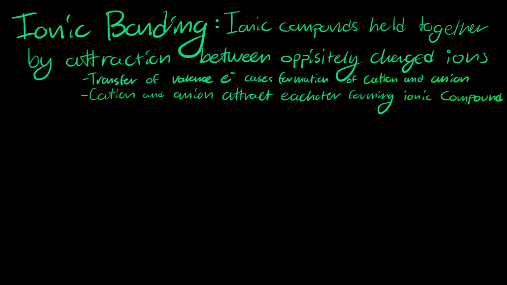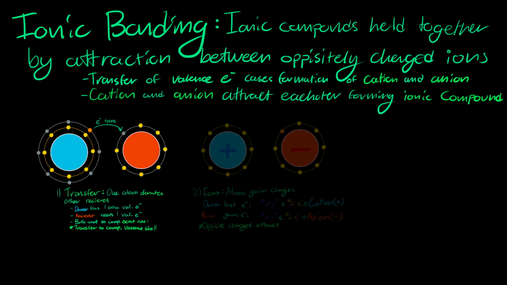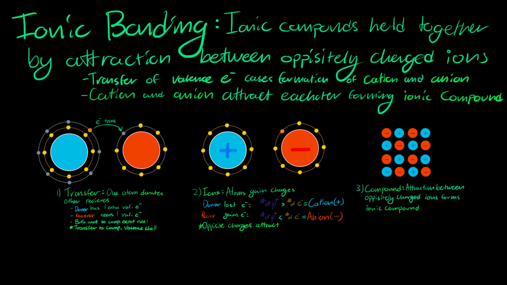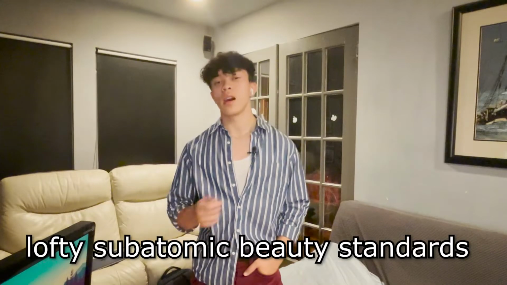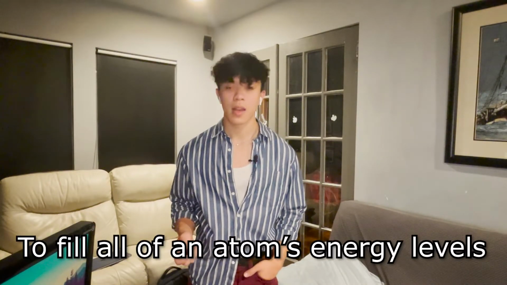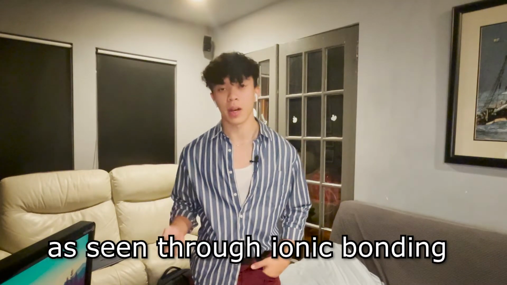Ionic bonds, as this example shows, involve transfer of valence electrons. The result is the creation of ions, which become attracted to one another, forming ionic compounds. To achieve those lofty subatomic beauty standards, to fill all of an atom's energy levels, atoms are willing to transfer valence electrons as seen through ionic bonding.